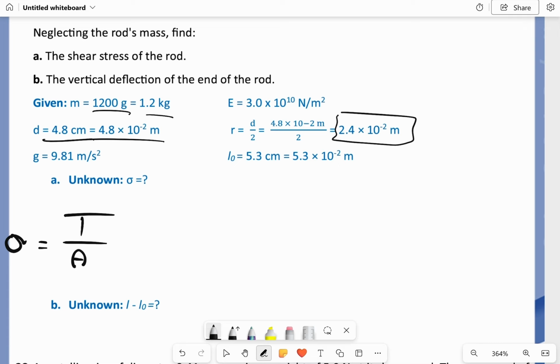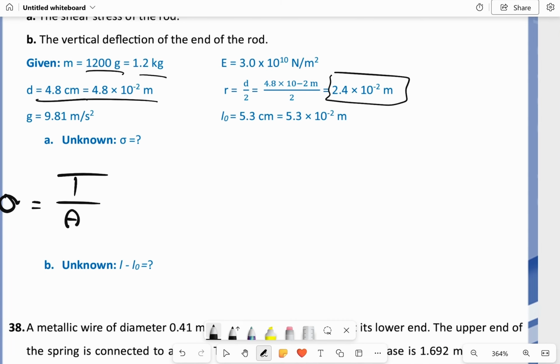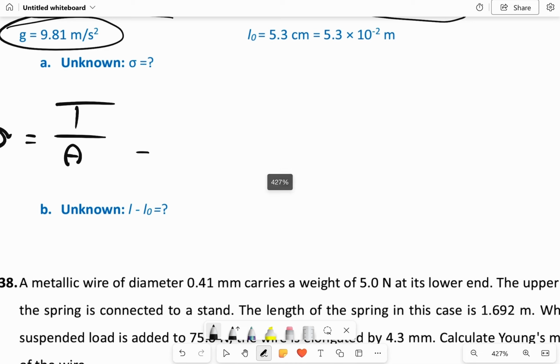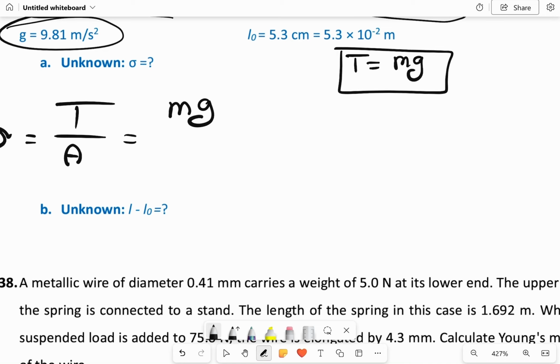Now tension is equal to what, guys? Do we have tension? No. Now I have mass and I have gravitational acceleration. So tension will be mg. Take this as a note. Tension is equal to mg, because it's a force. Then area is equal to pi r squared.